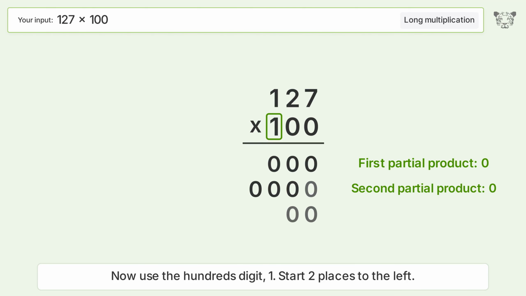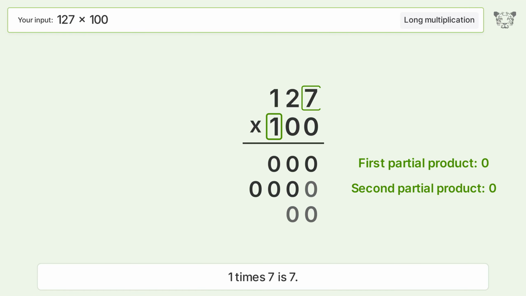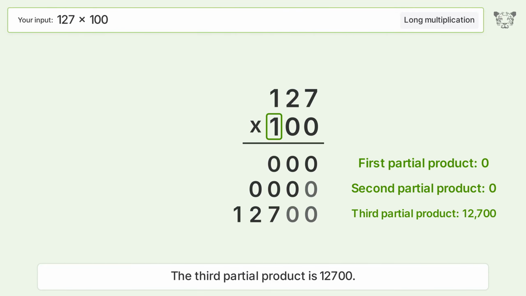Now use the hundreds digit, 1. Start two places to the left. 1 times 7 is 7. 1 times 2 is 2. 1 times 1 is 1. The third partial product is 12,700.